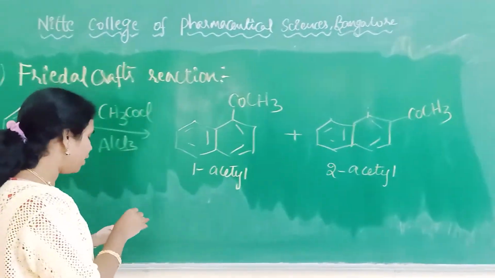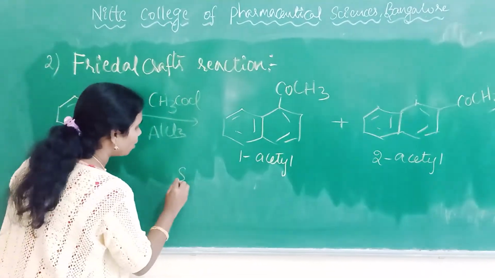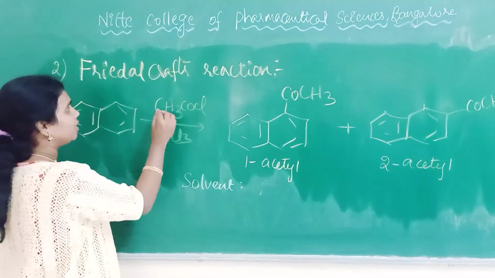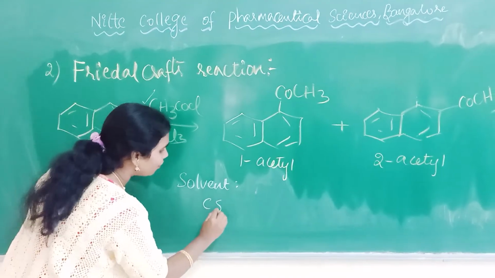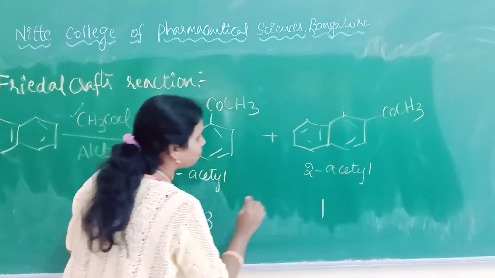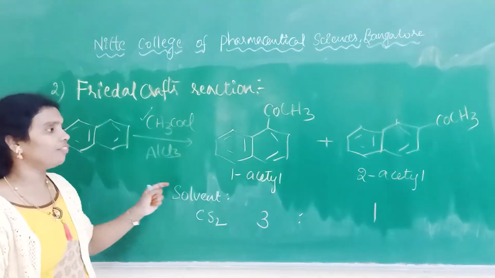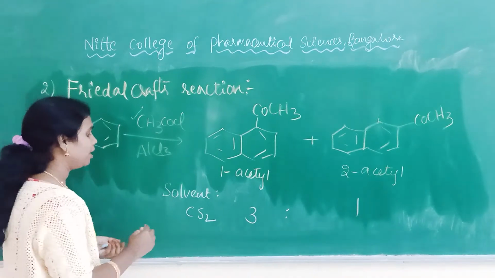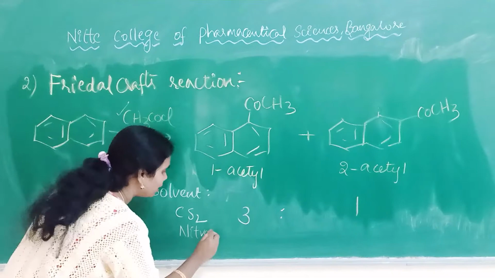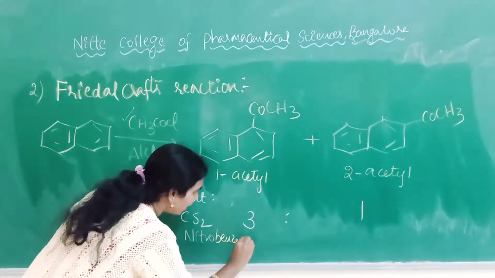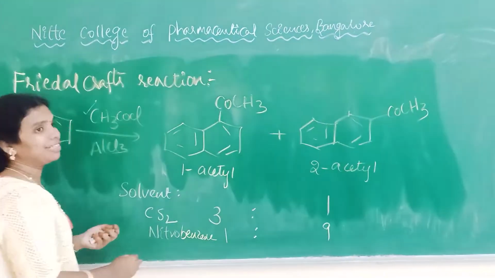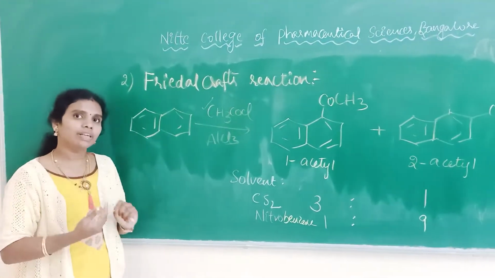Based on the solvent, the composition or formation of these isomers will vary. Suppose you are using acetyl chloride in carbon disulfide solvent, then we will get a 3:1 ratio of these two products, meaning 3 parts of 1-acetylnaphthalene and 1 part of 2-acetylnaphthalene. Whereas when you take acetyl chloride in nitrobenzene as the solvent, you will get a 1:9 ratio of these two isomers. So based on the solvent used, we will get different reaction mixtures.